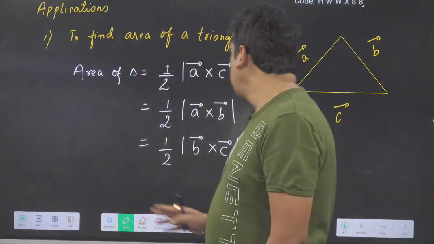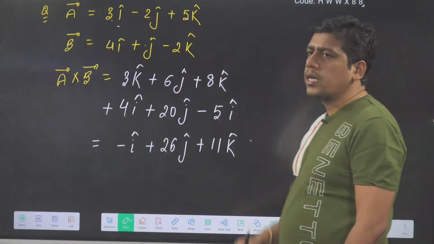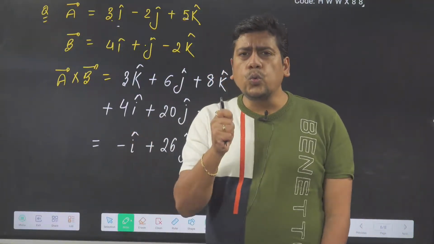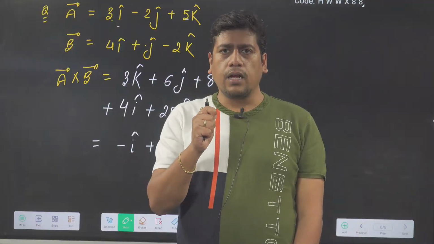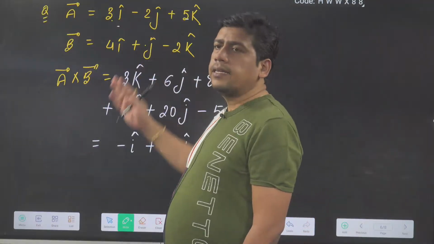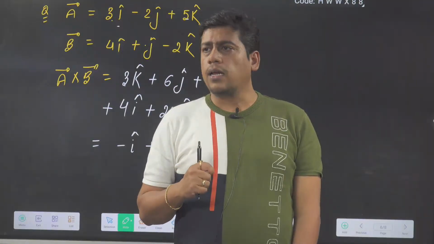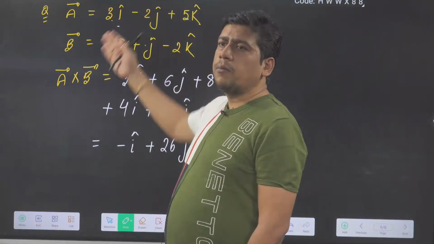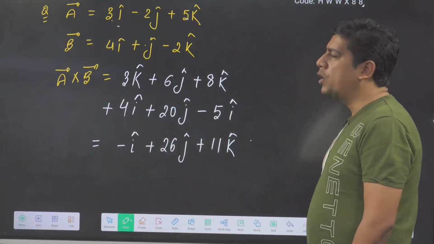Simple. Like so many questions we have done. Like this question, I can change the question and say that 2 out of 3 sides of a triangle are given as this and this. Find the area of the triangle whose 2 sides are given by these 2 vectors. So what will we do?